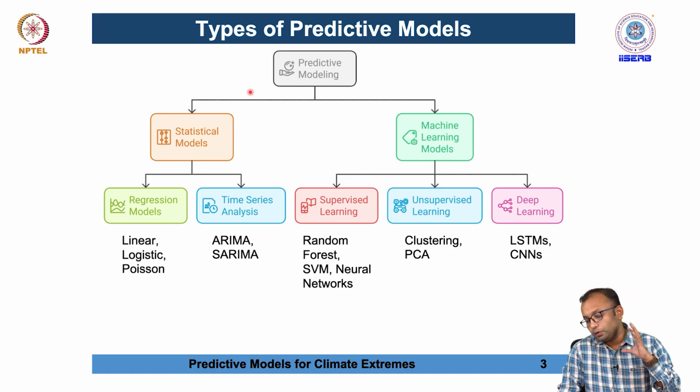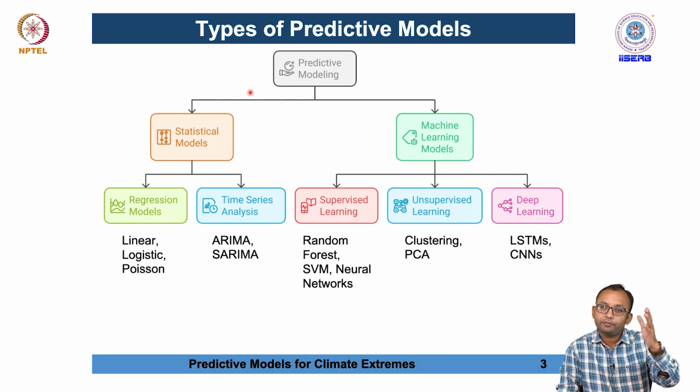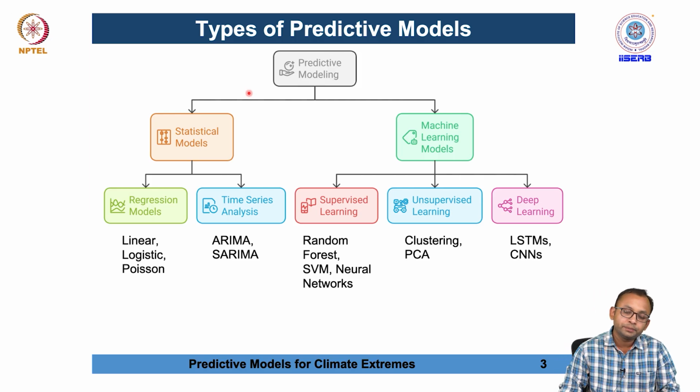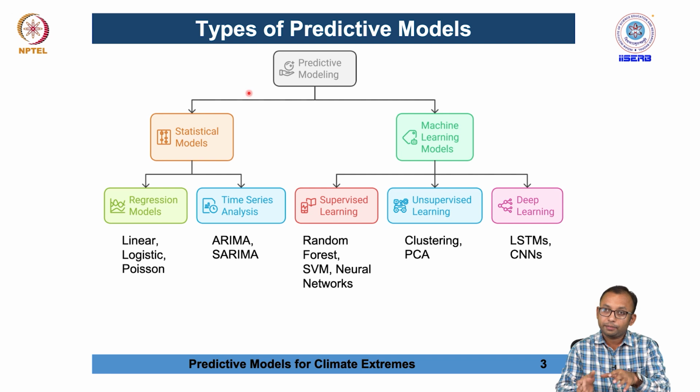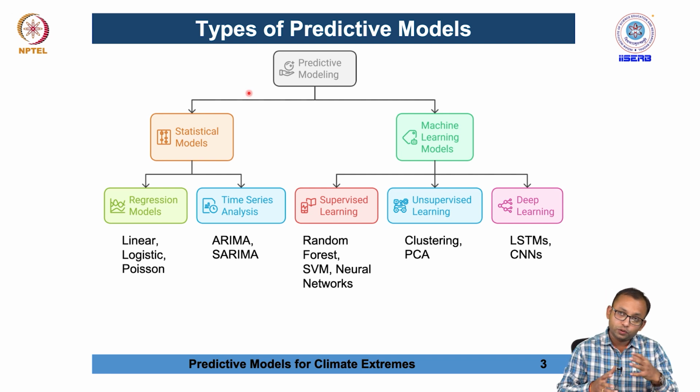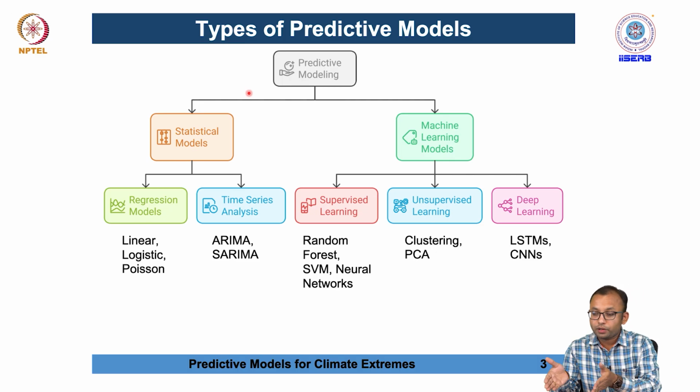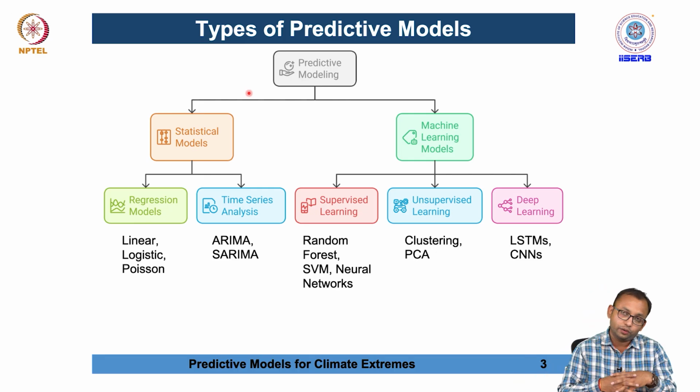Then we talked about different types of predictive models. We discussed statistical models and machine learning models. In statistical models, we talked about regression models and time series analysis. In regression models, we talked about linear regression, logistic regression and Poisson regression. In time series analysis, we talked about ARIMA and SARIMA models, which can be used for time series predictions. Then in the machine learning segment, we talked about supervised learning, unsupervised learning and deep learning models.